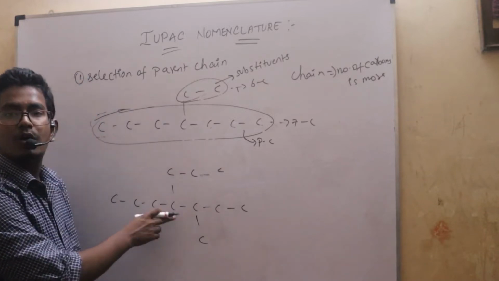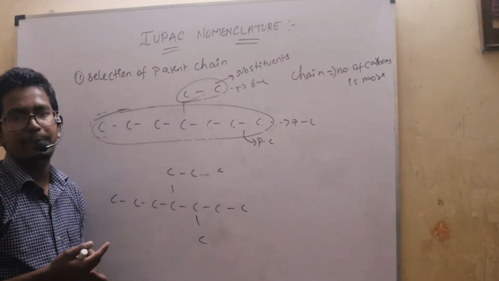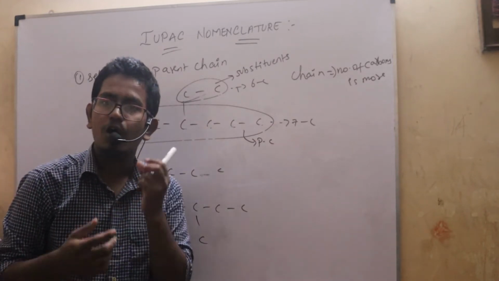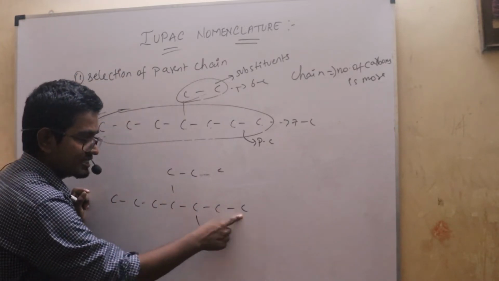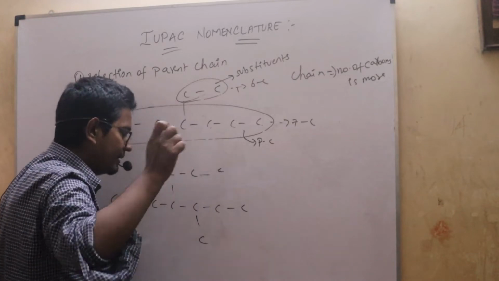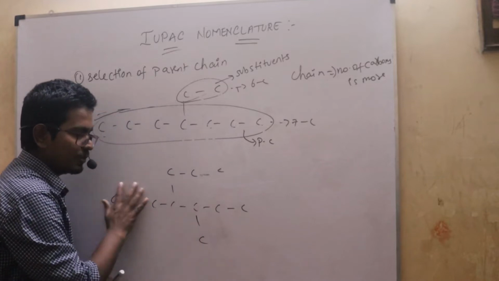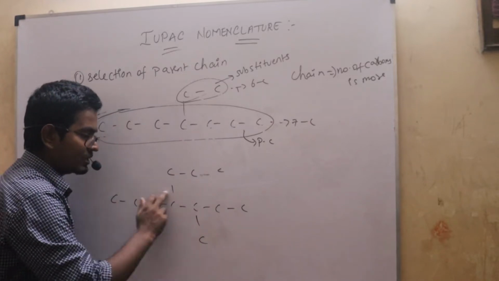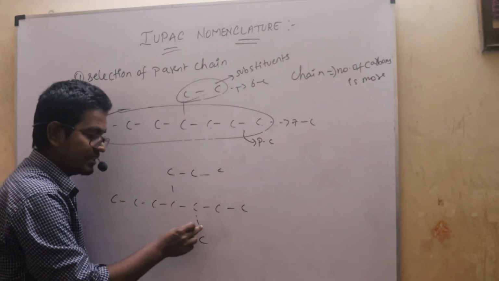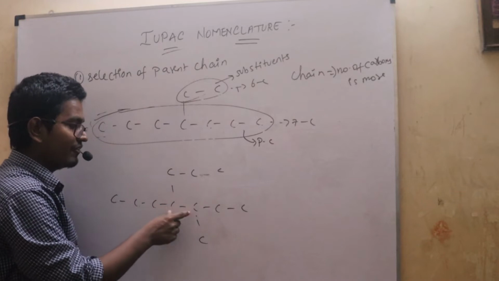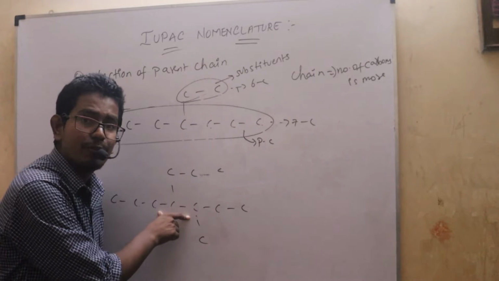You can see here, we have to select the parent chain. How to select the parent chain? We have to see the possibilities of the chains. My first possibility is 1, 2, 3, 4, 5, 6, 7 carbons. My second possibility is 1, 2, 3, 4, 5, 6. So this possibility is not possible, because the chain I chose in the first one is longer than the second chain. That means the first chain is still the parent chain, but it is not yet confirmed.